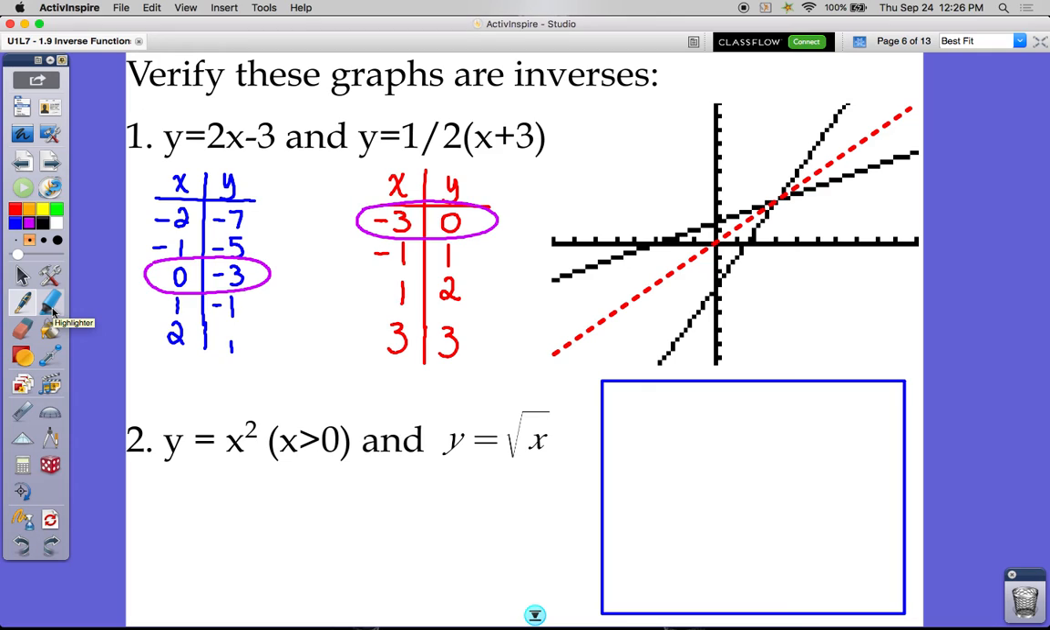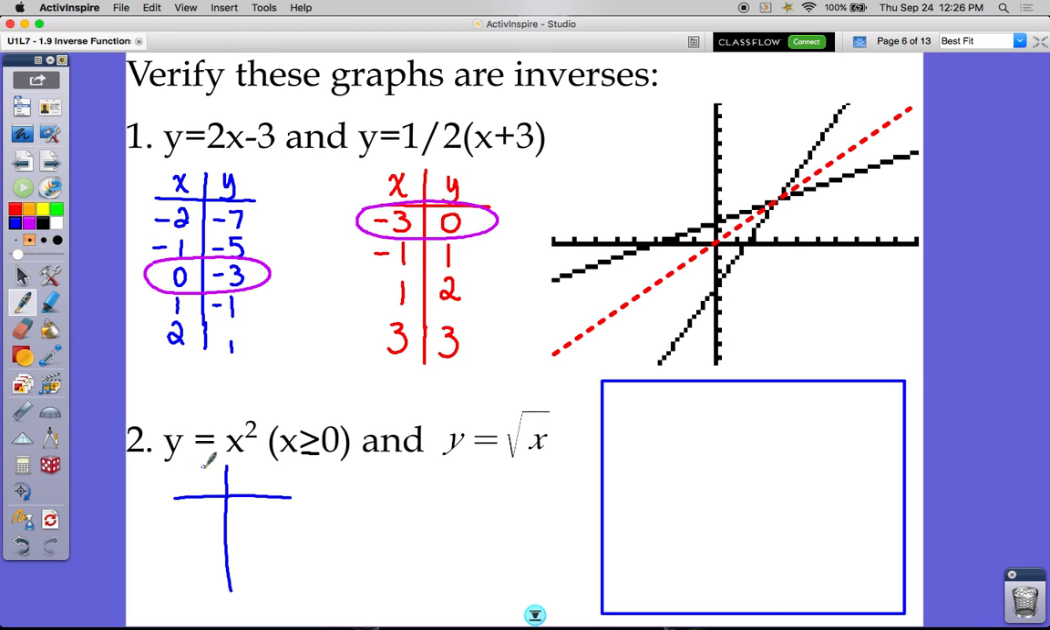Same thing with number 2. You can do the same thing with table of values. If you want to do that, that's great. X squared, they're telling you to keep x's greater than 0. There's a reason for that, because the inverse of that has to be the square root of x. But for it to be a function, we have to restrict the domain. Also, because I can't use negative values in my square root. So restrict your domain to only positive values greater than 0. For that matter, it doesn't have to be greater than 0. Greater than or equal to 0 will work.